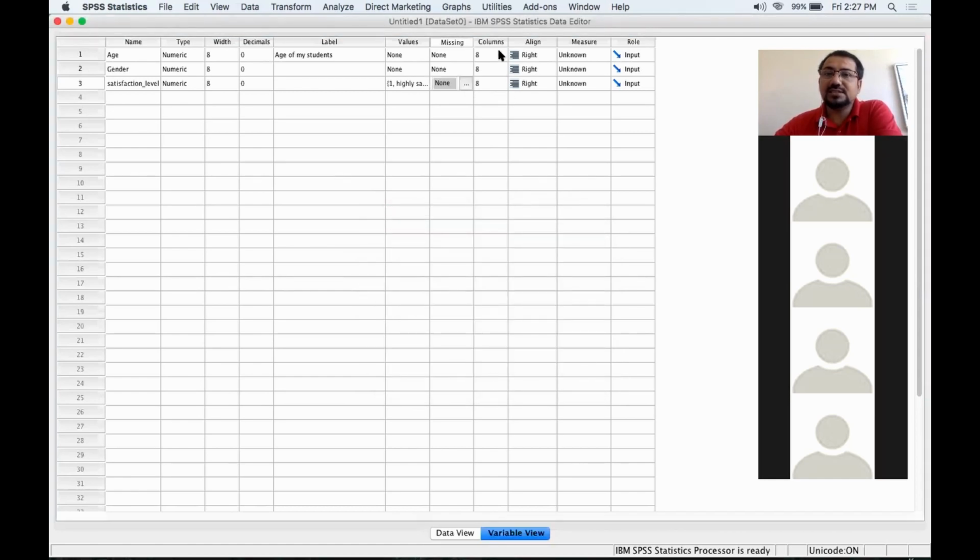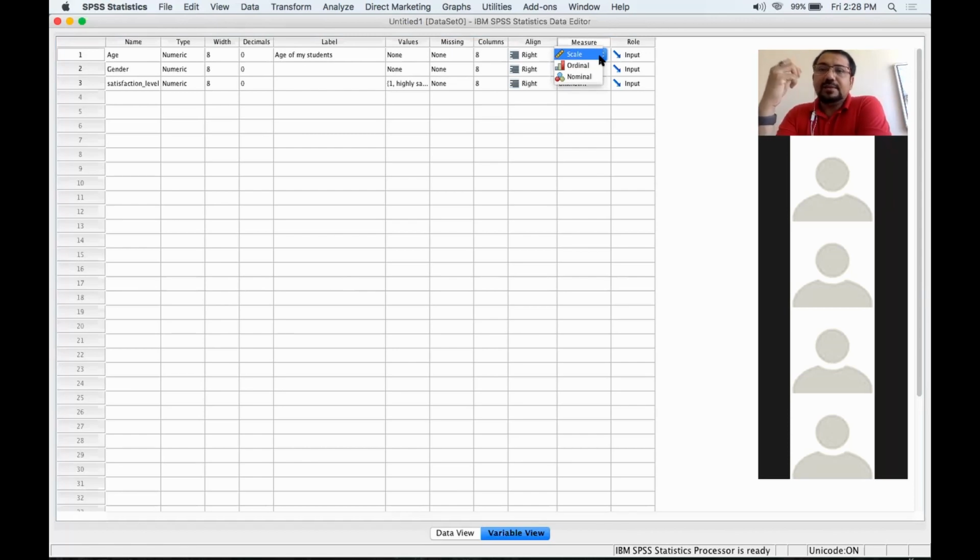Right, now the next is column. Again, column alignment is like this side or that side, that's not very important. Now measure is important, and I'm going to discuss it a little bit because this is an introduction class. Whenever you turn on measure, it asks you three things. Actually, we already discussed this in our second class last week: scale, ordinal, and nominal.